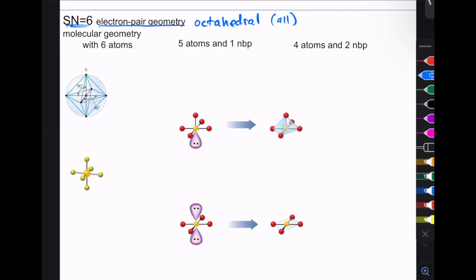So with no lone pairs, the molecular geometry is going to be octahedral. And if we have 1 lone pair, well, now all positions are equal. These are all 90 degrees apart. So there's no one position that's more favorable than another as far as where that lone pair can go. So this lone pair can go in any position.